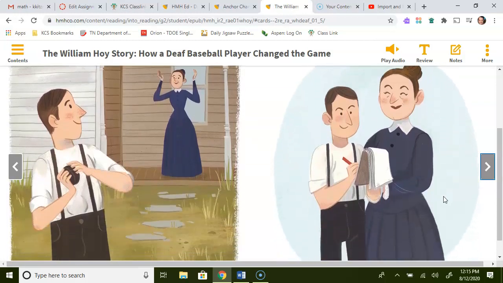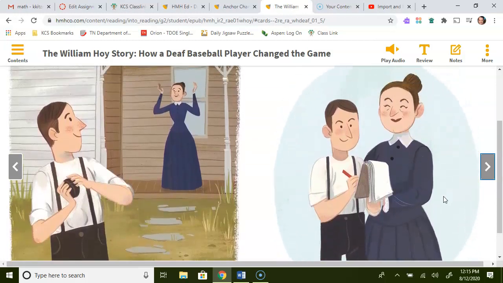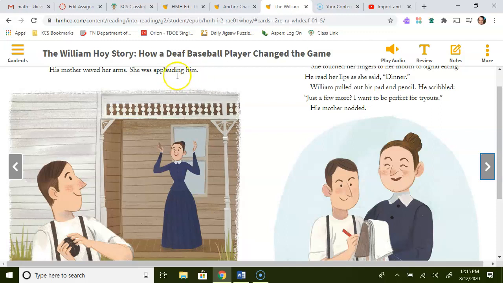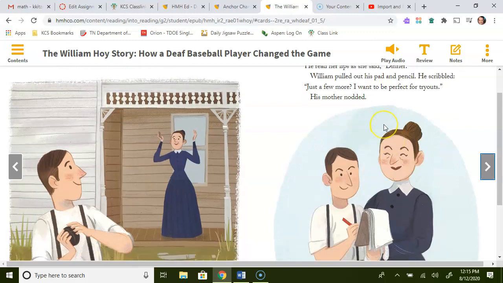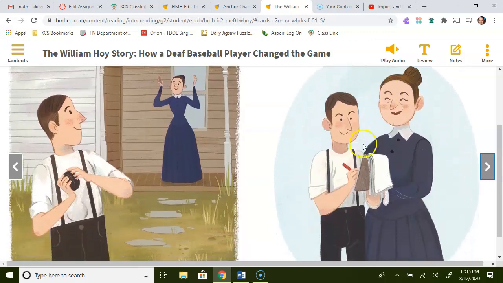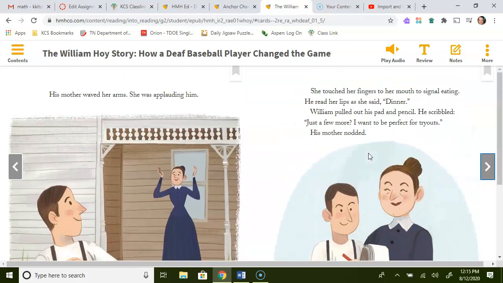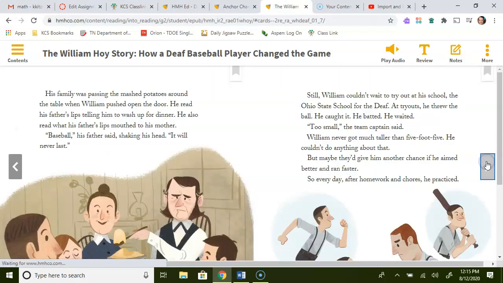His mother nodded. So if you and I were to applaud someone, we would clap. But William can't hear clapping. So the way that his mother applauds him is by waving her arms around. And you'll notice that one way William communicates is writing on a pad of paper. He can't hear. He's deaf, and some people who are deaf also have trouble speaking. So he communicates with his family through writing.